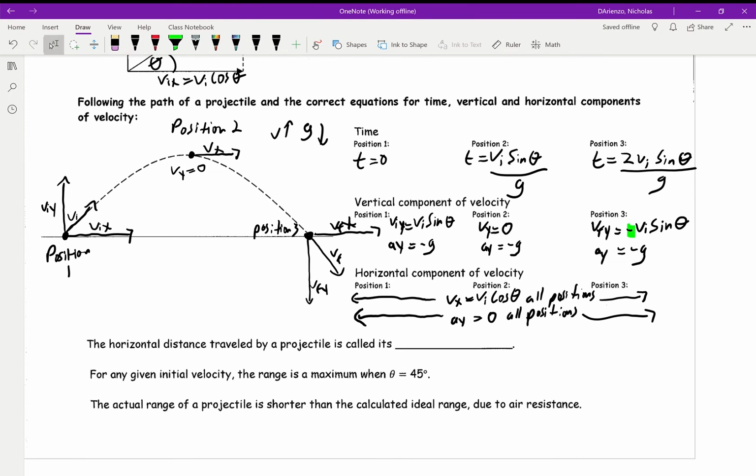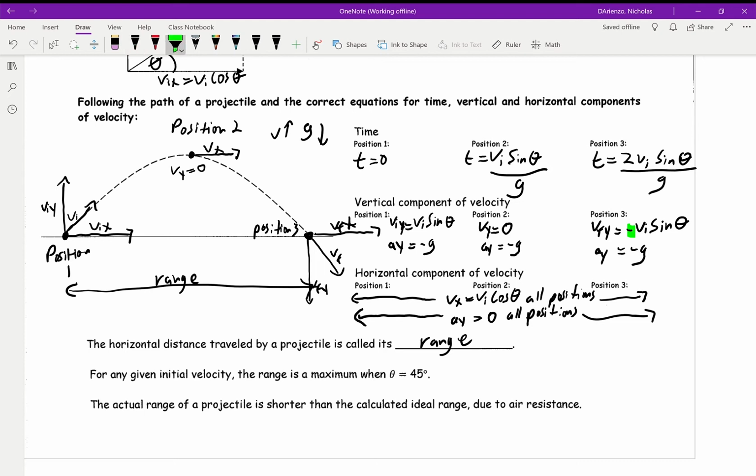Now the horizontal distance from where we start to where we end here is what we call the range. Horizontal distance traveled by a projectile. To me, that seems to fit a little better with a missile. I guess it could go with a golf ball. The range that you can hit the golf ball, how far you can hit it from position 1 to position 3, or where you start to where you end.